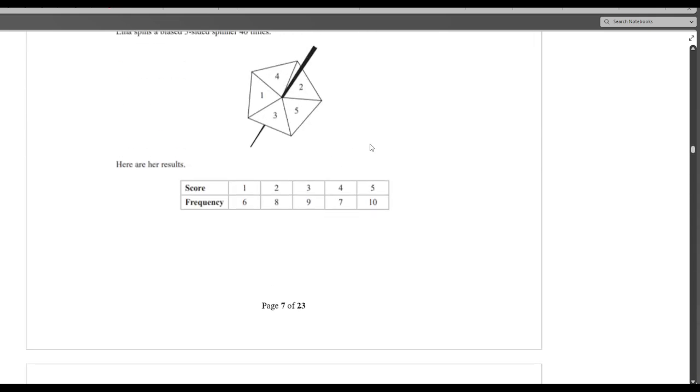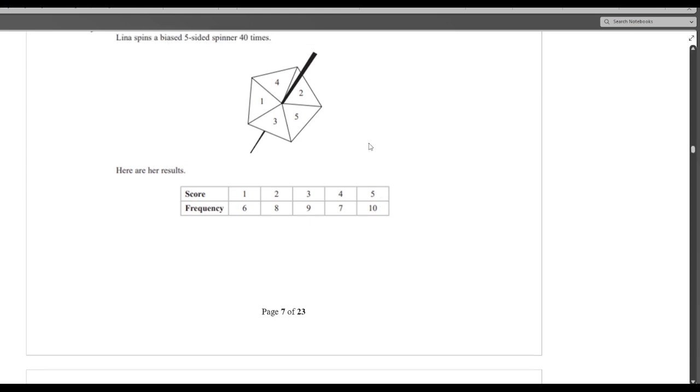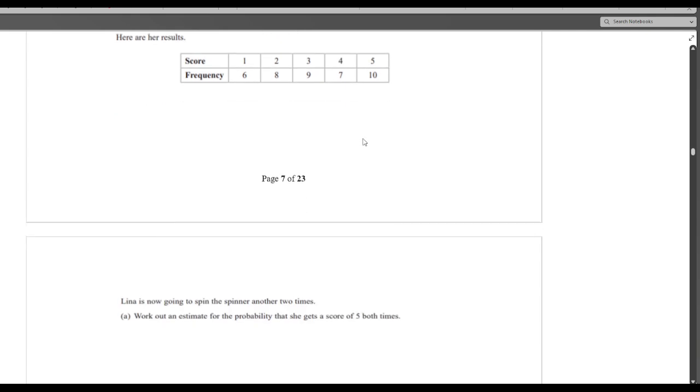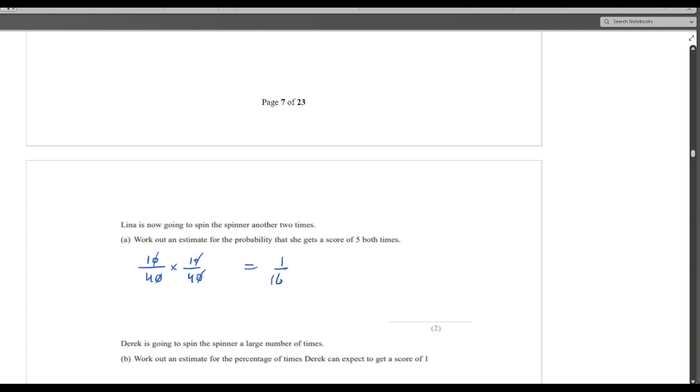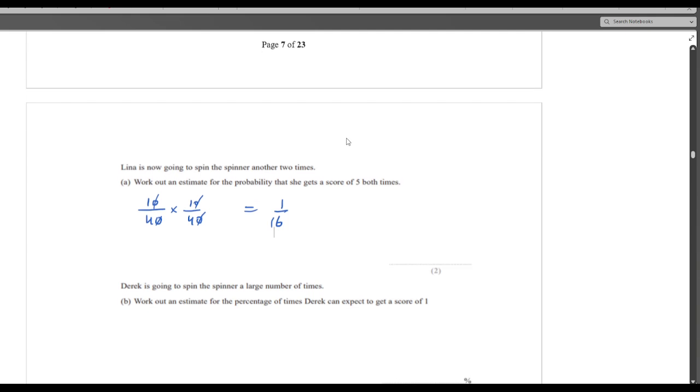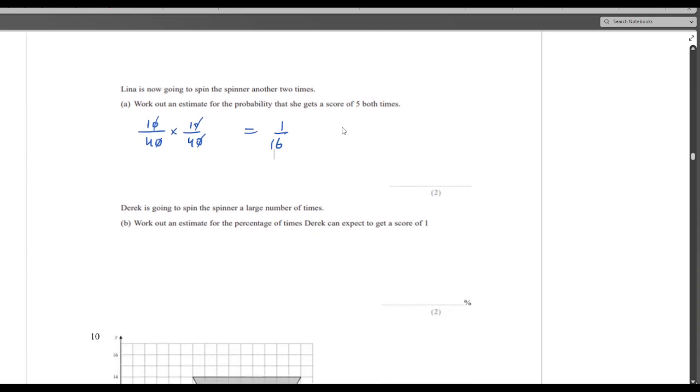So what is the possibility of getting 5? You are getting 5 ten times out of a total of 40 times. So 10 out of 40 is 1 upon 4, times 1 upon 4. The answer is 1 divided by 16. So the estimate for the probability is 1 divided by 16.